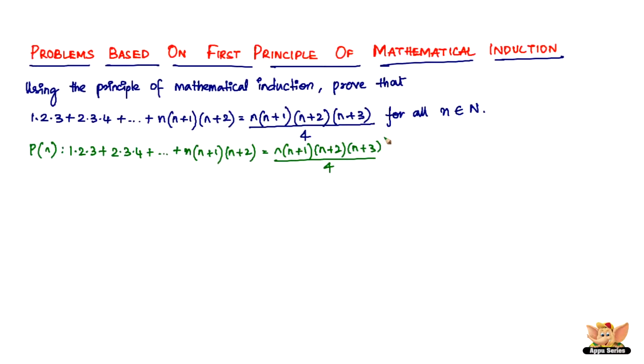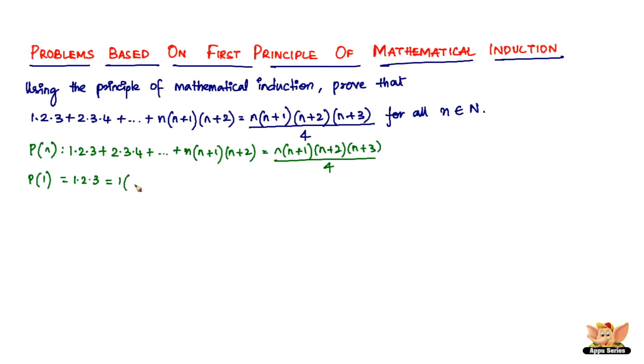Now step 1 is we need to check P of n for n equal to 1. So what we are going to have is P of 1. Now P of 1 doesn't actually mean just 1. It means the number of terms: the first term, the second term, and so on. So the first term is nothing but 1 times 2 times 3 equals n times (n plus 1) times (n plus 2) times (n plus 3), the whole divided by 4, where n is equal to 1.